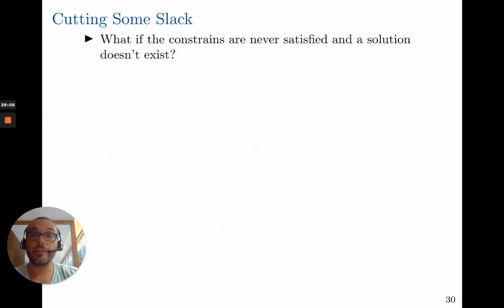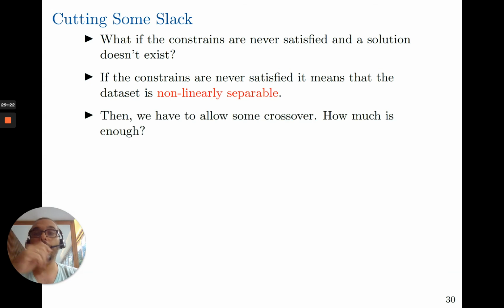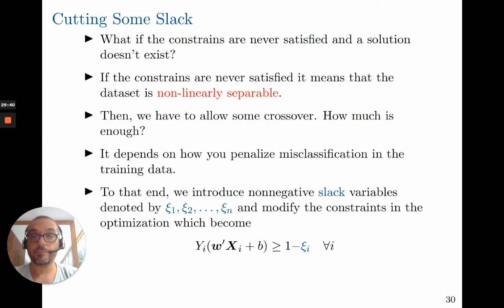Important question: what if the constraints are never satisfied and the solution does not exist? If the constraints are never satisfied, it means that the data set is not linearly separable, so you have to introduce some nonlinearity, or we allow some crossover, some misclassification error, but then how much is enough? And this will, of course, depend on how you penalize misclassification in the training data.